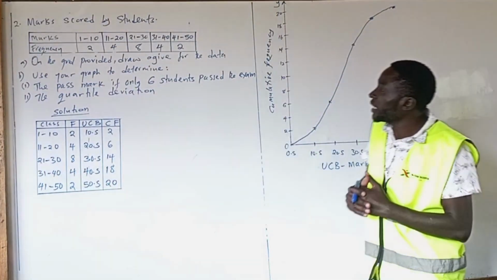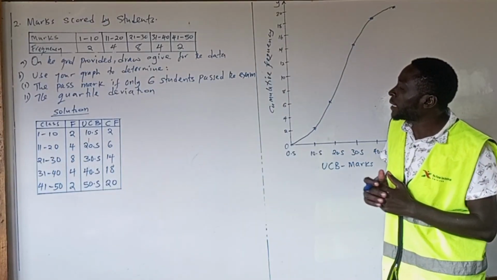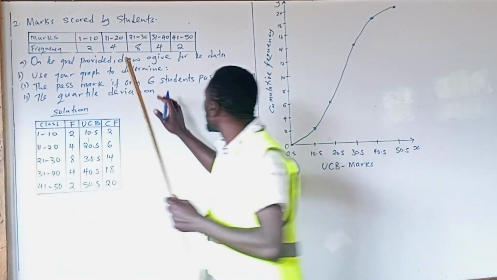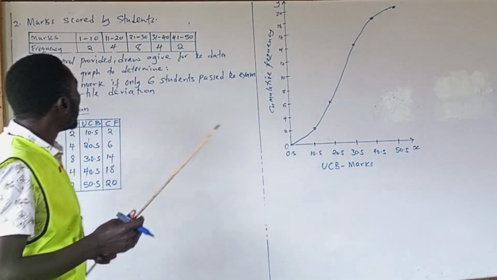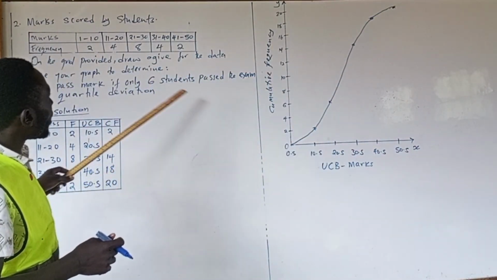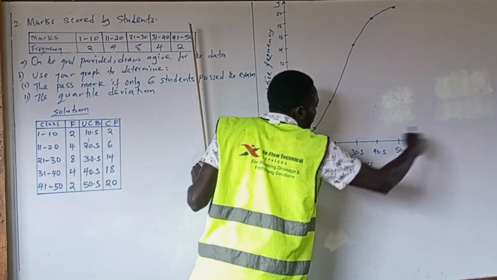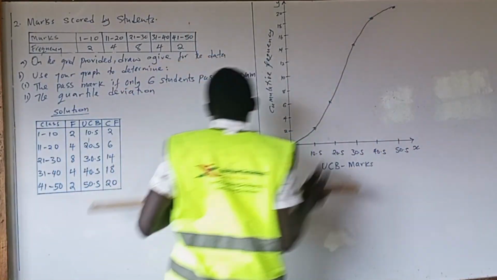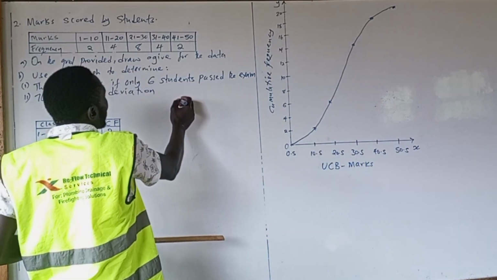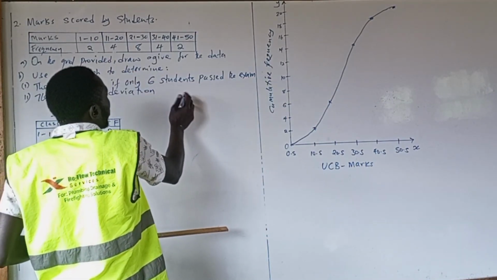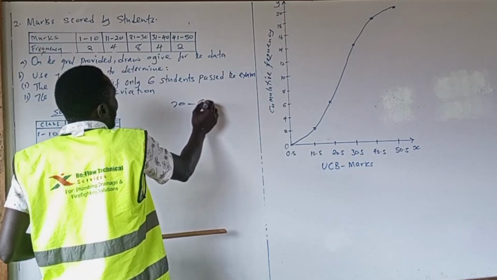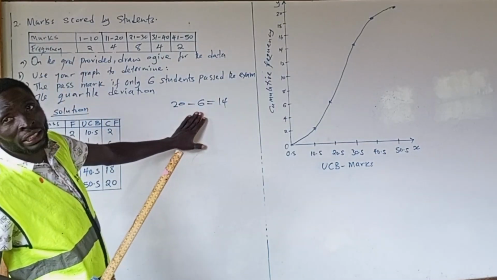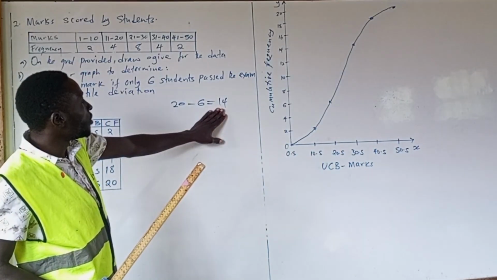Use your curve to find the pass mark if only 6 students pass. If only 6 students pass, then it means these students are the ones that scored higher marks, 40 and 50. So these students are above. So you count 20 minus 6, and we get 14. Only 6 students passed the exam, meaning the 14 failed.